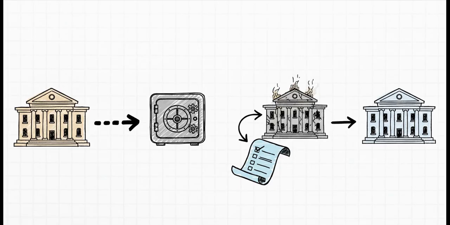Now, if we stick with that library idea, these concepts get really simple. A backup? That's just you making copies of all your books and tucking them away in a super secure vault. Easy enough. But recovery? Recovery is the real magic. That's the detailed step-by-step blueprint you have ready to go. The plan to rebuild the entire library from the ground up after a disaster, using those copies you saved.